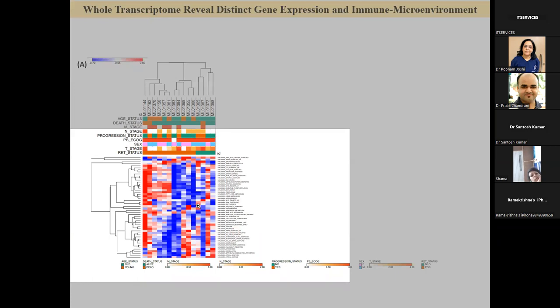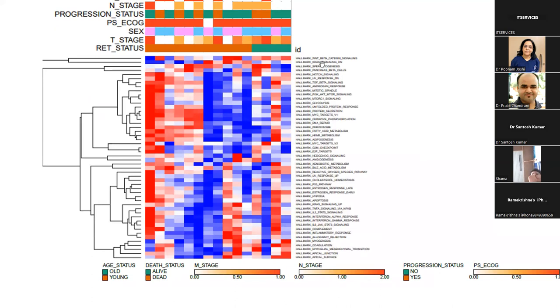So let me show you a zoomed in view. These are classical pathways such as hallmark KRAS pathway, hallmark mTOR pathway, hallmark MYC target pathways, and so on. So now here, what we get to see is that in the RET negative cohort and positive cohort, certain pathways are highly activated, and certain pathways are not so activated. And this differential activation of pathways explains the different biology involved in the tumor.